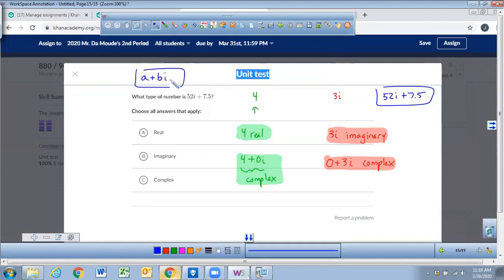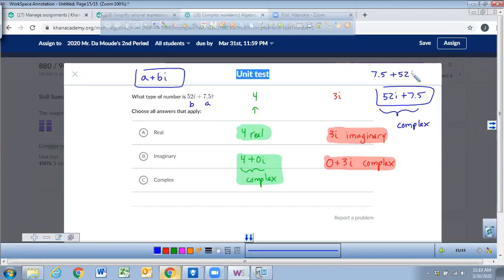If it's just a plus bi, then there's only one answer. So this right here is the b value, this is the a value. So this is the only one that classifies as completely complex, because a complex number has to have an imaginary number and a real number. Technically, a better way of writing this would be 7.5 plus 52i. You always want to write it in the form a plus bi.